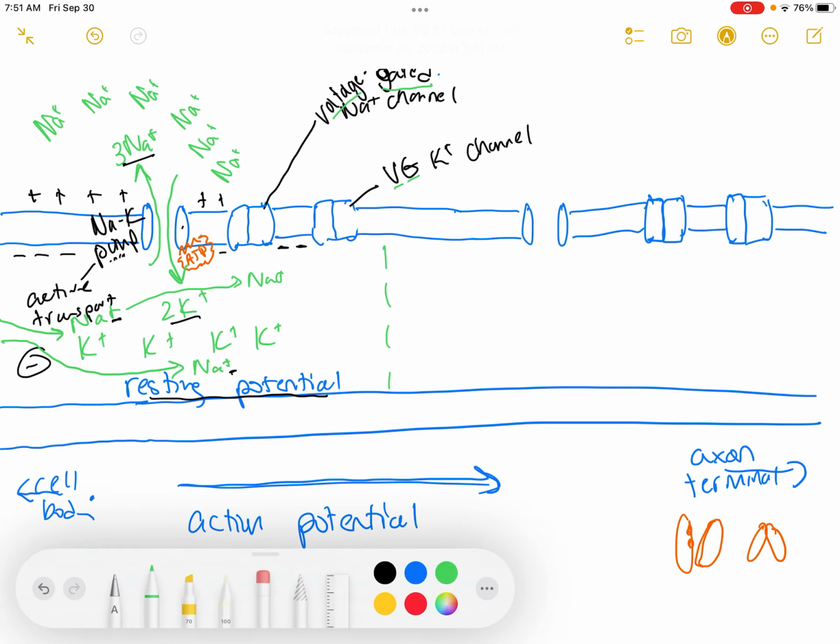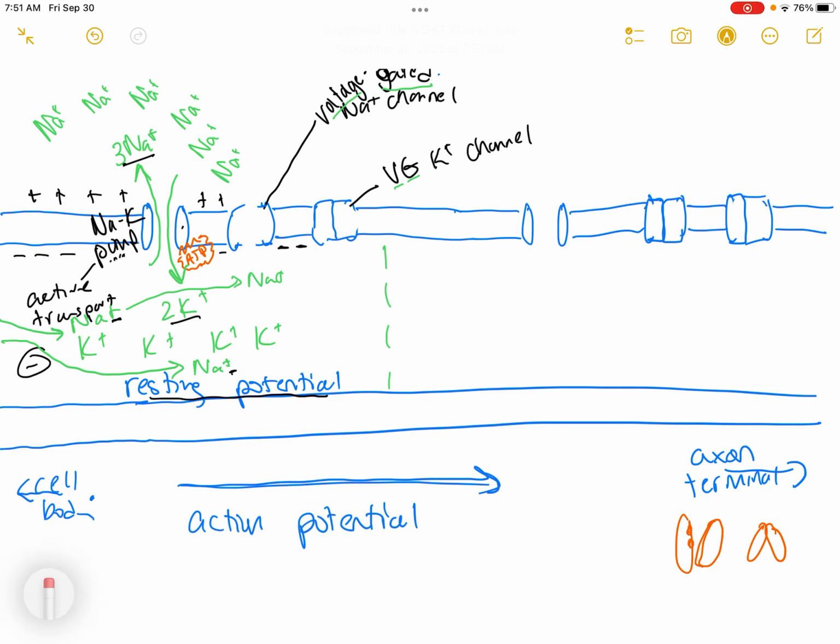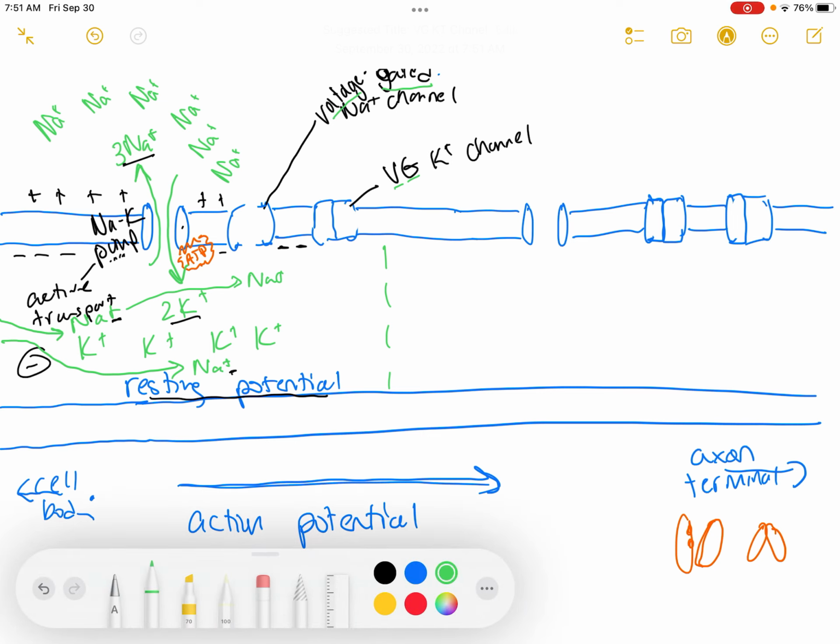So what's going to happen now is, the sodium channel is actually the first to open, the first to close. And so you might say, well, why isn't this potassium one opening right now? It's going to open a little bit later, and you're going to see the membrane potential will be a little bit different at that time.